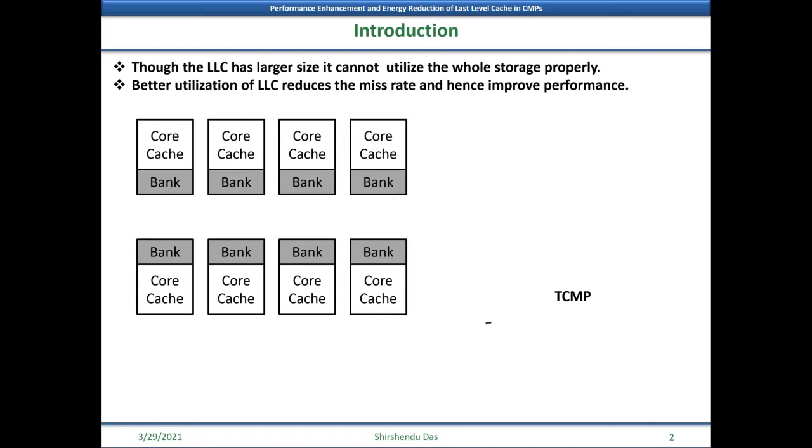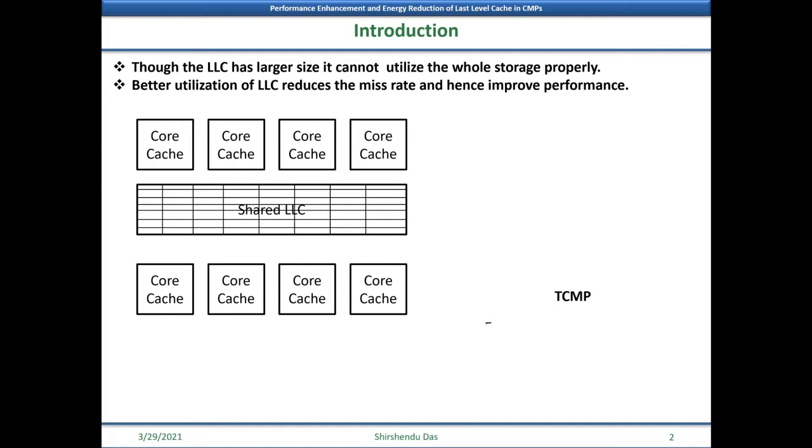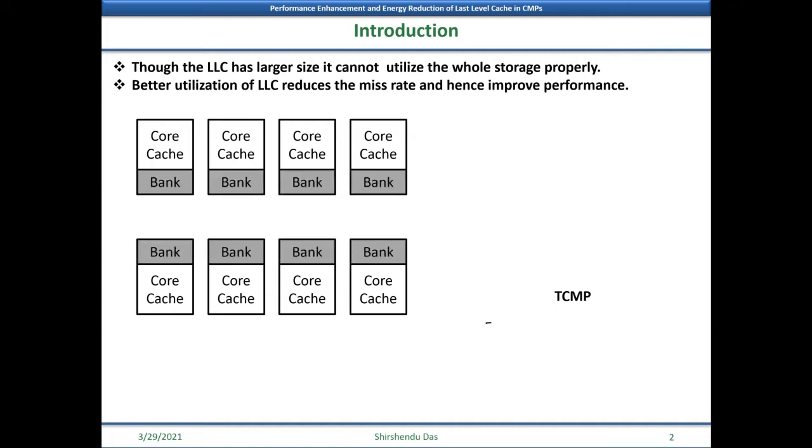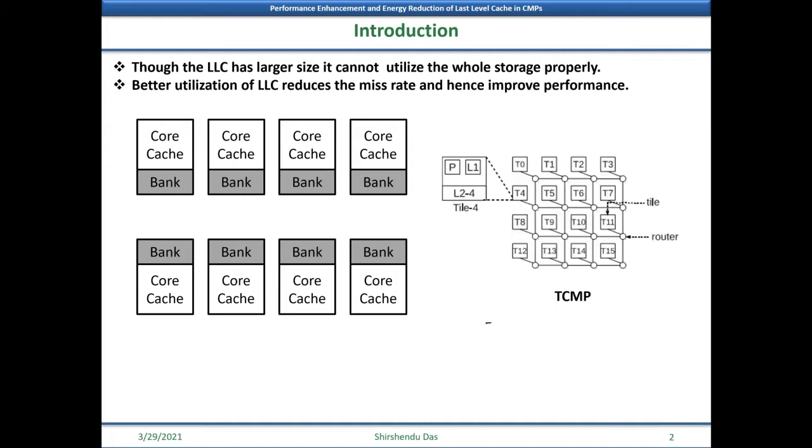So these banks are actually the shared LLC. It is still shared, but it is now divided among multiple banks, and each bank is associated with a core, right? This type of design is also called TCMP. I have already explained many times what TCMP is, but if you want to understand the concepts that I'll discuss in this week, then this slide is important. You have to understand what this diagram is saying.